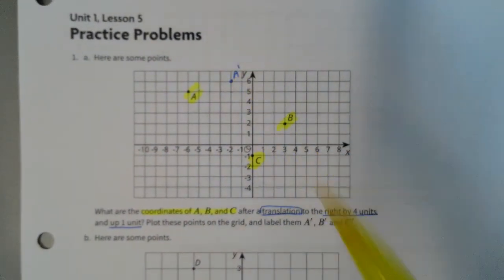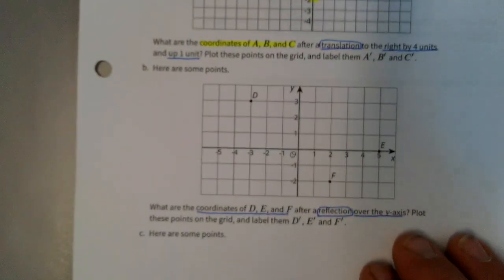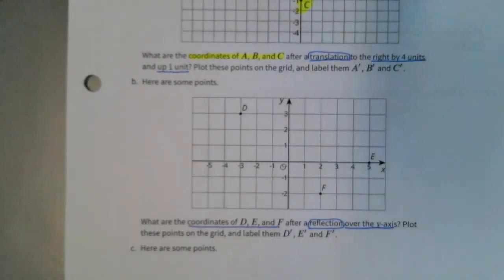Make sure that you label it as A prime, and the others, of course, as B prime and C prime. Part B, some more points here.